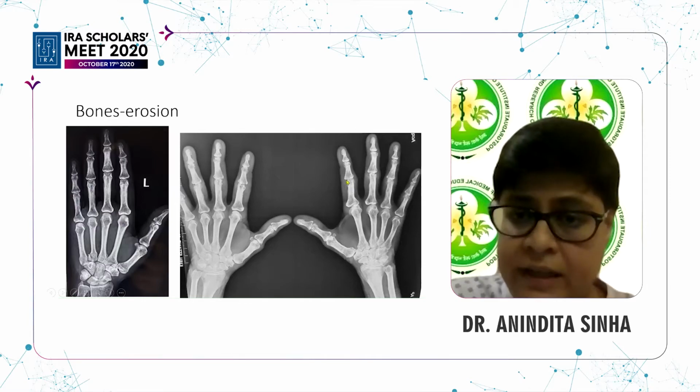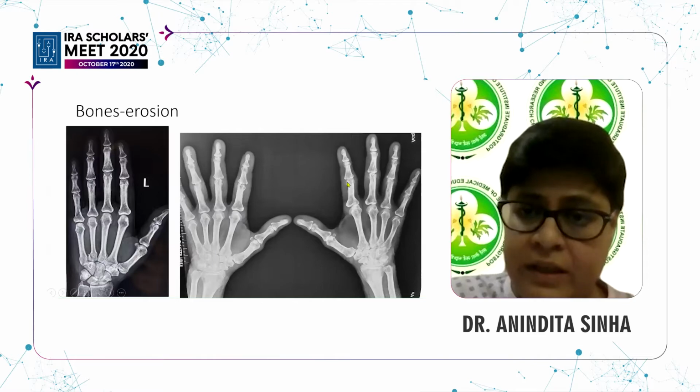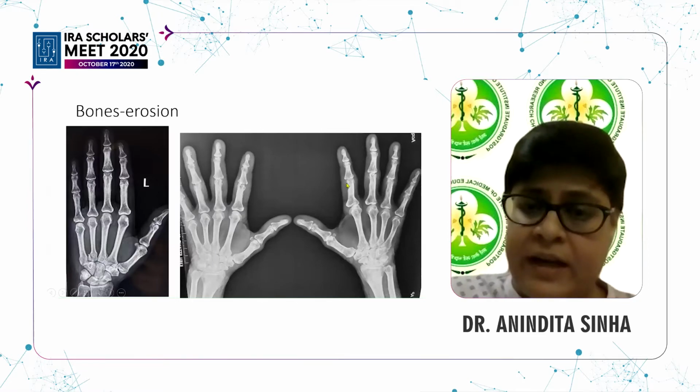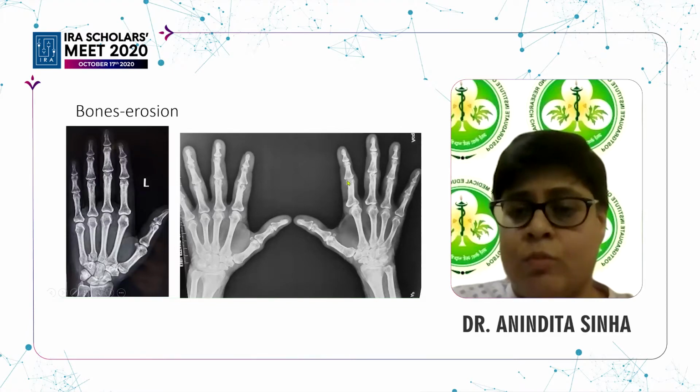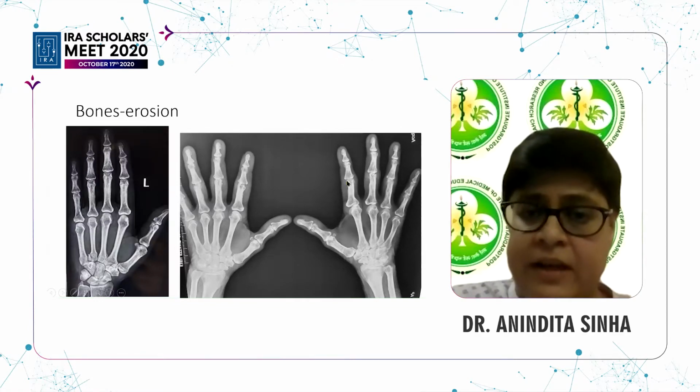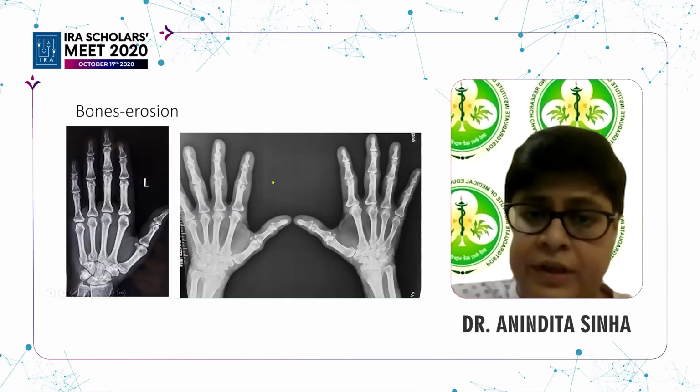So if you see here, there is this absence of the smooth cortical margin on the radial aspect, and we know that the radial aspect of the bare areas is the earliest place where erosions occur. So this erosion over here, again, symmetrically, you can see an erosion over here.